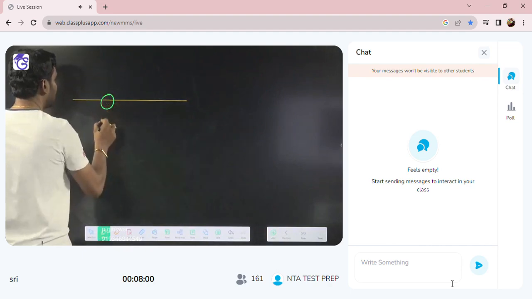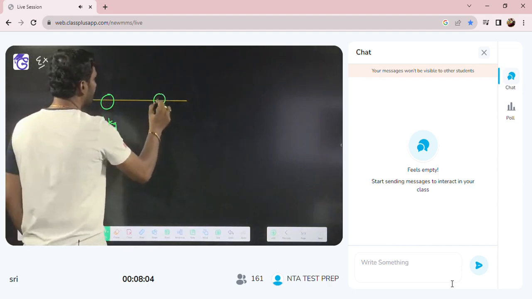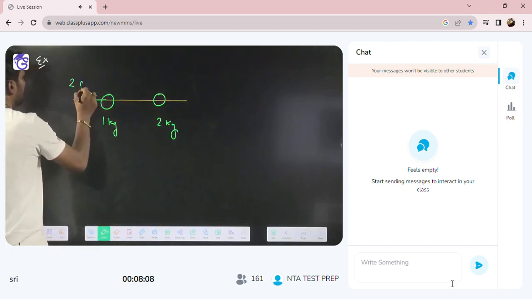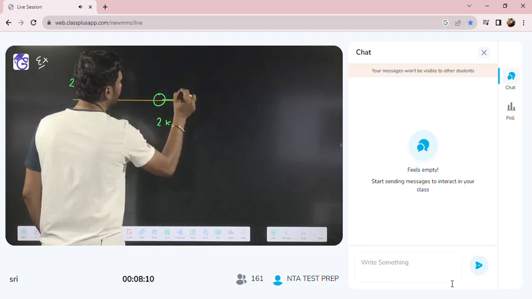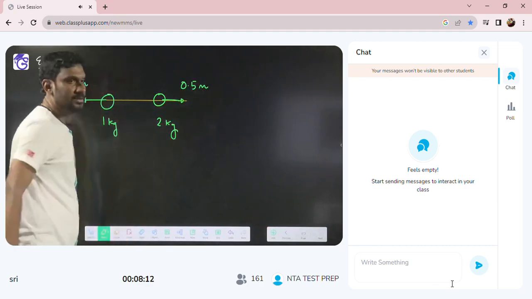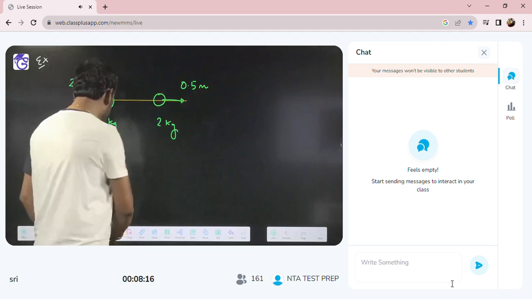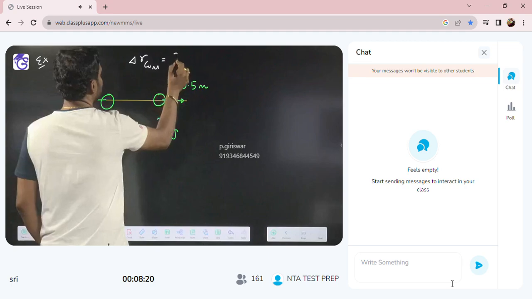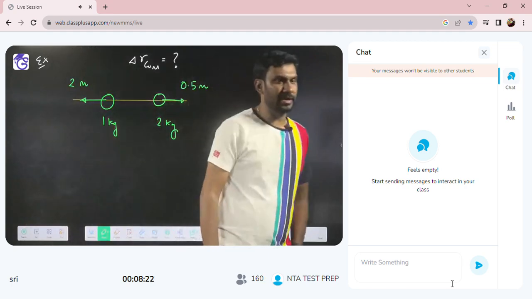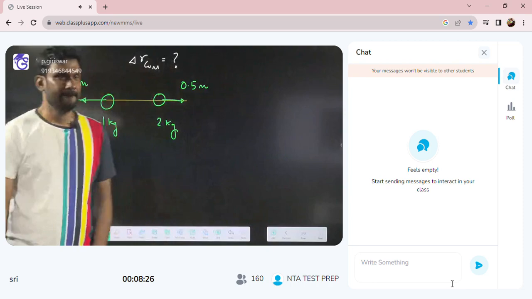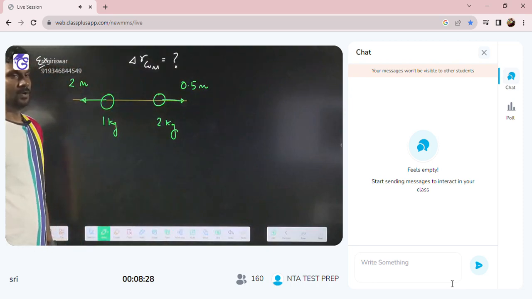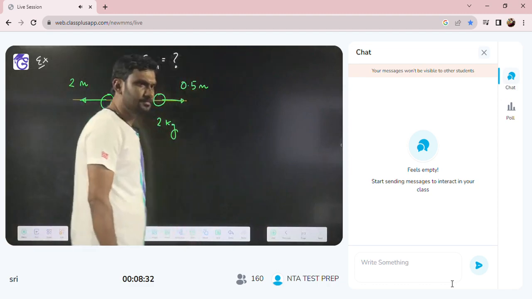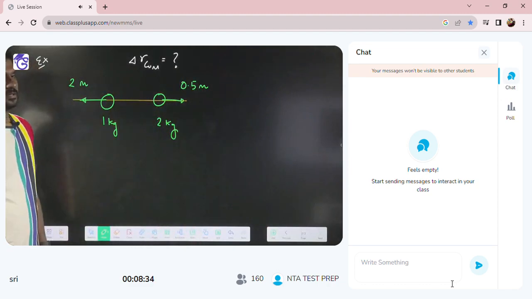Now here is a mass which is 1 kg. Here is a mass which is 2 kg. This mass is shifted in that direction by 2 meter. This is shifted in that direction by 0.5 meter. Boys and girls, I want the same question. Please answer quickly. Calculate delta R center of mass here in this case. Boys and girls, do quick.